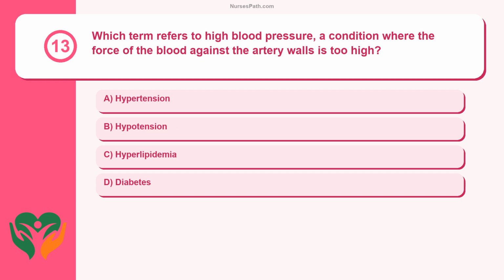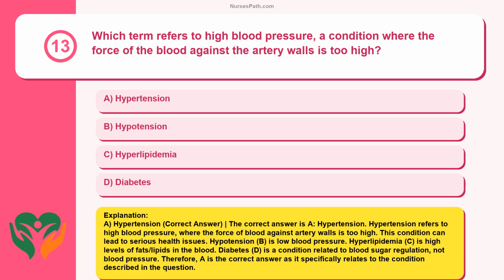Question 13. Which term refers to high blood pressure, a condition where the force of the blood against the artery walls is too high? Hypertension, hypotension, hyperlipidemia, diabetes. A. Hypertension, correct answer. The correct answer is A. Hypertension. Hypertension refers to high blood pressure, where the force of blood against artery walls is too high. This condition can lead to serious health issues.